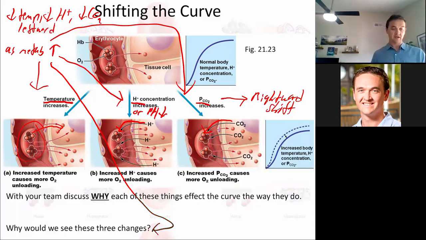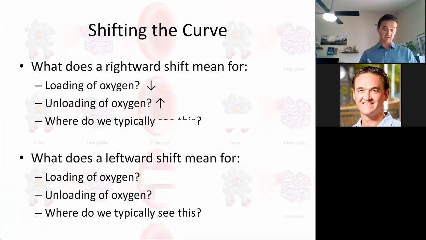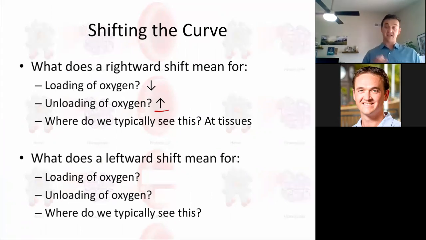All right, so let's think about this a little bit more. What does a rightward shift mean for loading of oxygen? Remember, we're sending that curve to the right. So loading is going to go down, there will be less loading, but unloading, which we already talked about, is going to go up. Where do we typically see this? We would see a situation that has high CO2, high hydrogen, and high temperature down at the tissues, because that's where all the metabolism is happening, right?